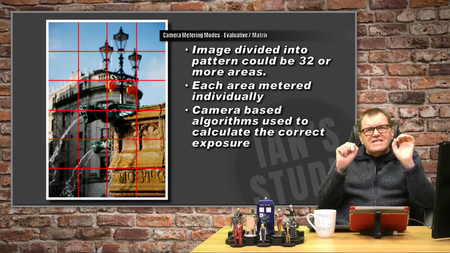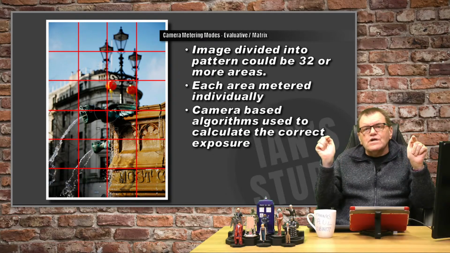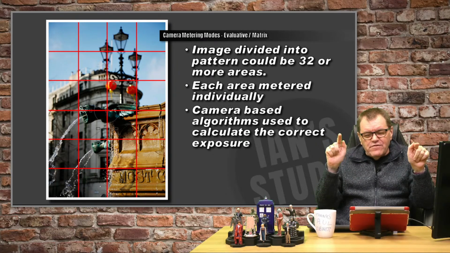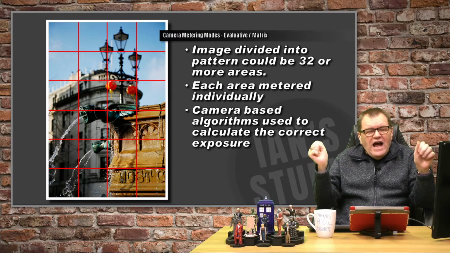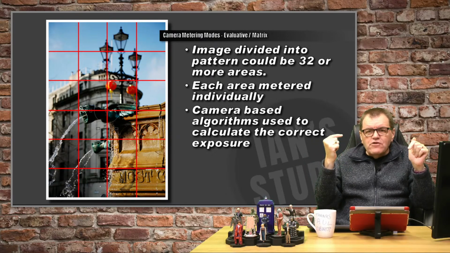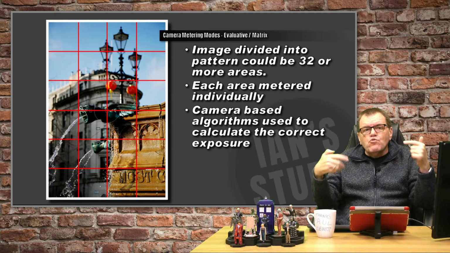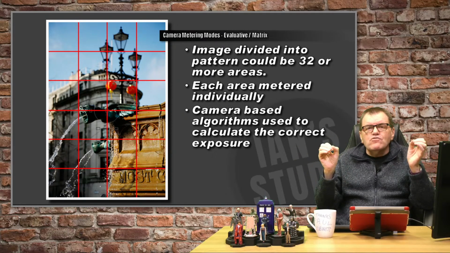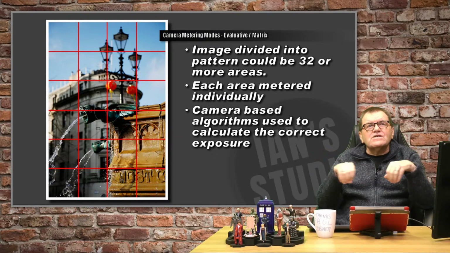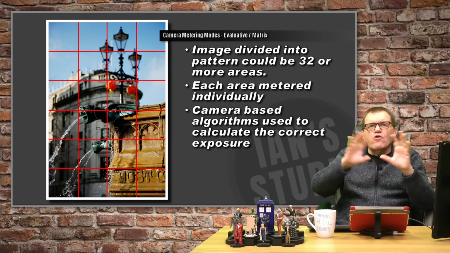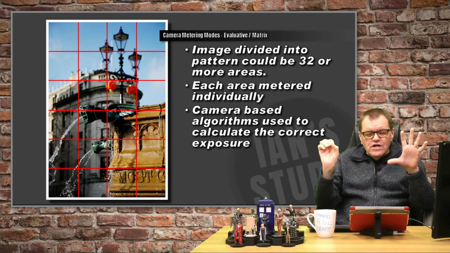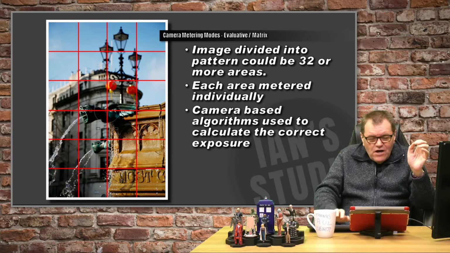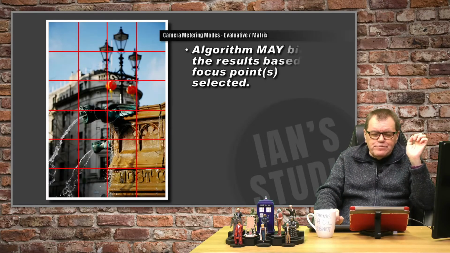Then the camera takes each of those, the value for the light from each of those squares, and throws it through an algorithm that's on the chip to work out an overall value. And that algorithm is aware of things like dark borders, it's aware of arrangements of light and dark to try and give you the best exposure it can calculate on there.